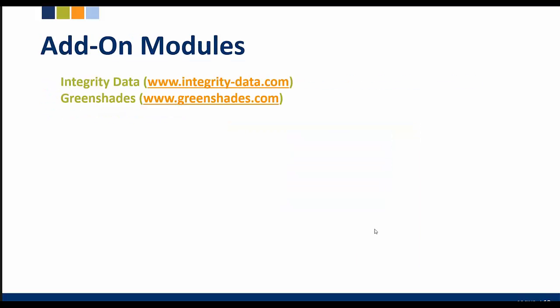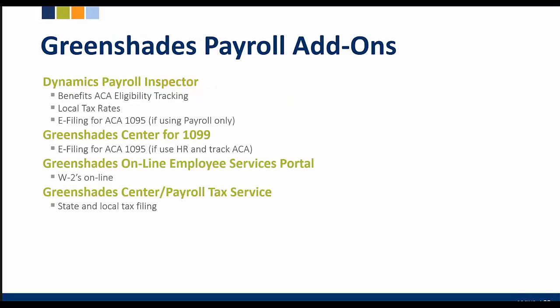So, next are a couple of add-on modules that work with payroll year-end, specifically W-2s, 1095s and 1094s: Integrity Data and Greenshades. Greenshades payroll add-ons include, for the Dynamics Payroll Inspector, benefits and ACA eligibility tracking. They do local tax rates and e-filing for the Affordable Care Act 1095 if you're using payroll only.